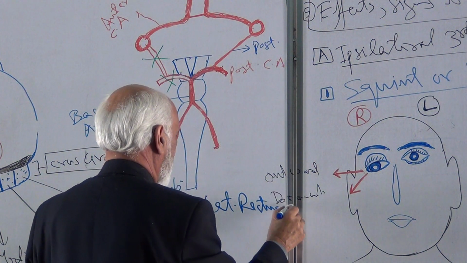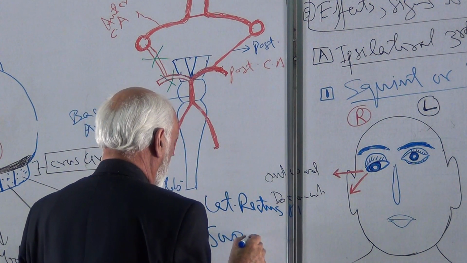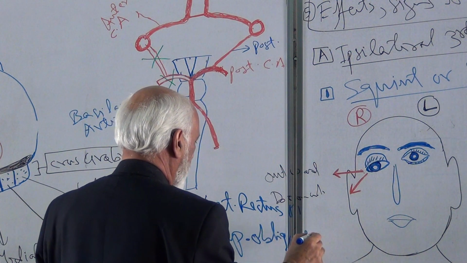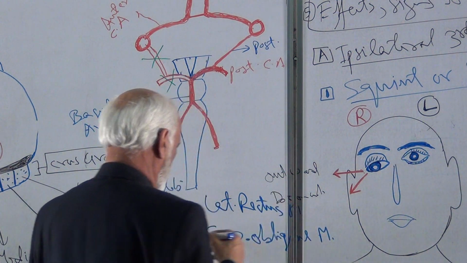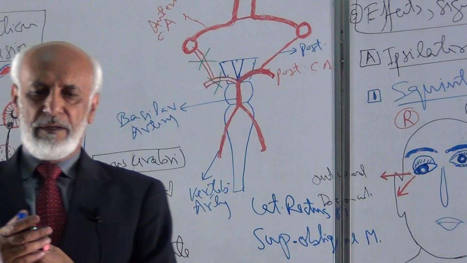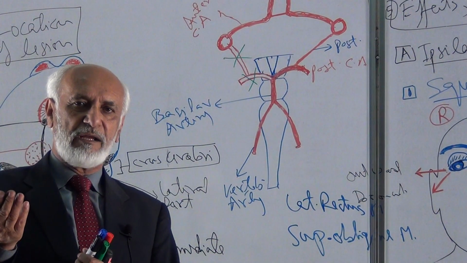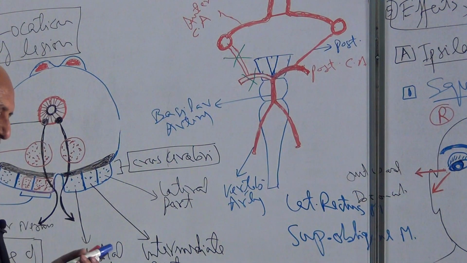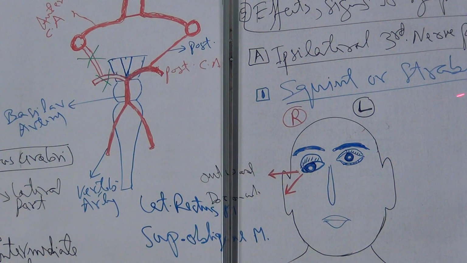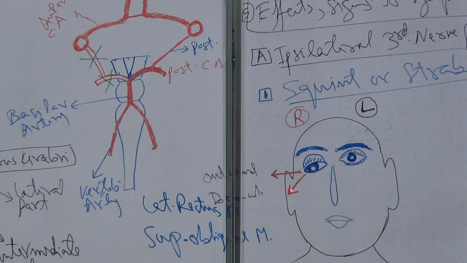Lateral rectus muscle and superior oblique muscle. Why? Because the lateral rectus muscle is innervated by the abducens nerve and the superior oblique muscle is innervated by the trochlear nerve. Here there is damage only to the oculomotor nerve. So all the extraocular muscles of the eyeball will be paralyzed except the lateral rectus muscle and the superior oblique muscle.